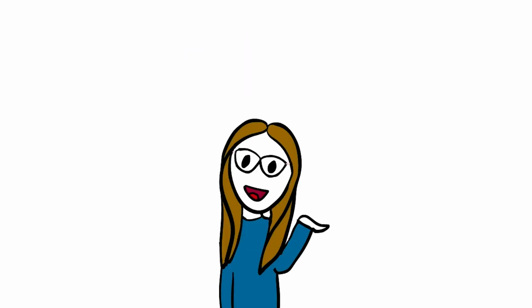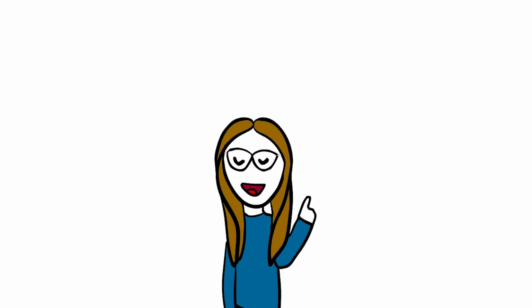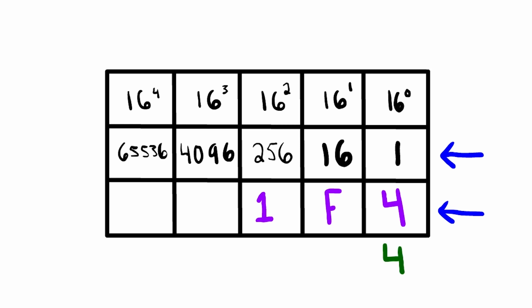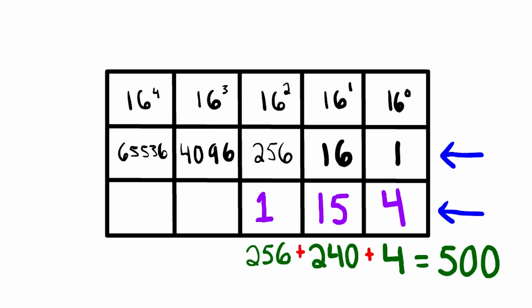Okay, let's see how you did. If you did it correctly, you should have gotten 500. Now, let me walk you through the process. First, I'm going to write out my table. Then, I'm going to align the number I'm converting from with my table, which looks like this. Now, I'm going to multiply the bottom two rows. 1 times 4 is 4. F is the number 15, so 15 times 16 is 240, and 256 times 1 is 256. Added together, that's 500, which is our answer.